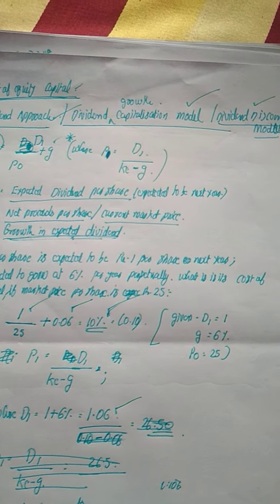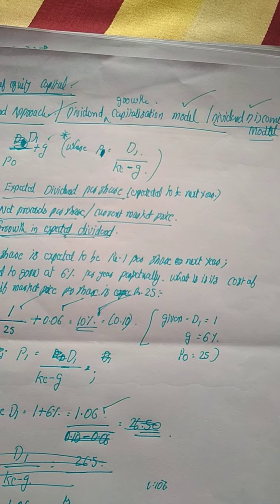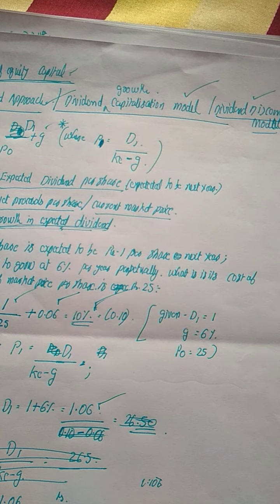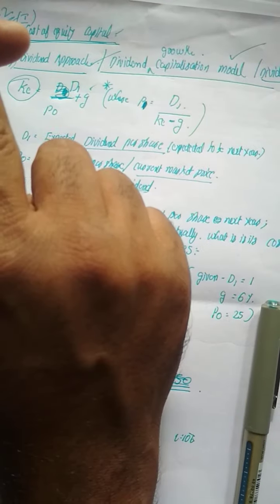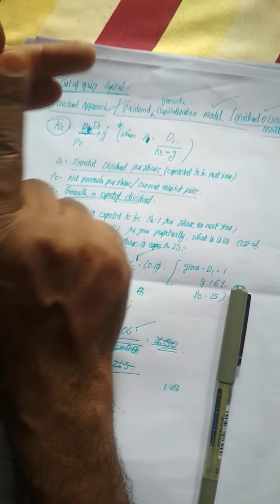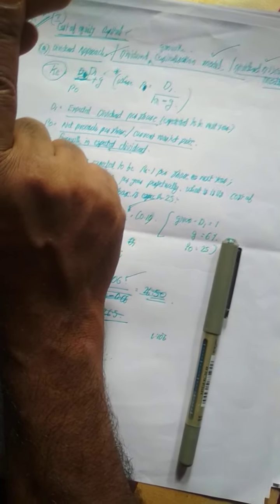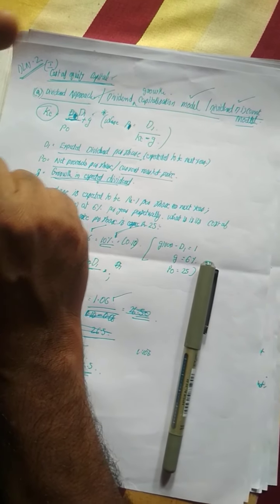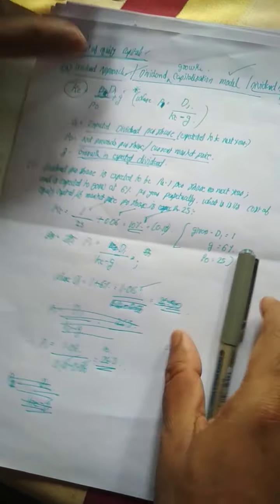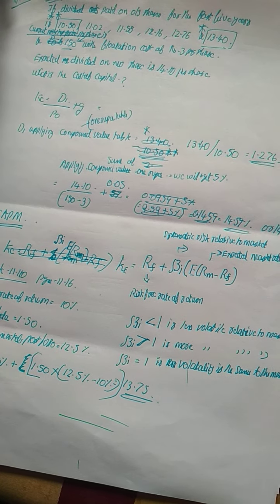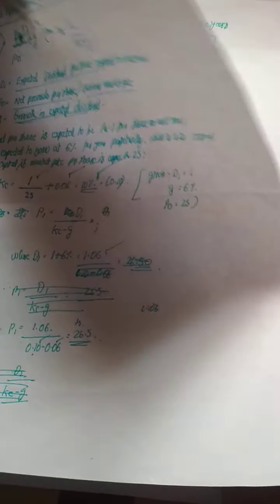It's also called the dividend capitalization model or dividend growth model. Why? Because here the K is calculated based on the growth of the dividend. Three components are there: first, the expected dividend per share in the next year, and the present or prevailing market price of share. So this is the first model under cost of equity capital.